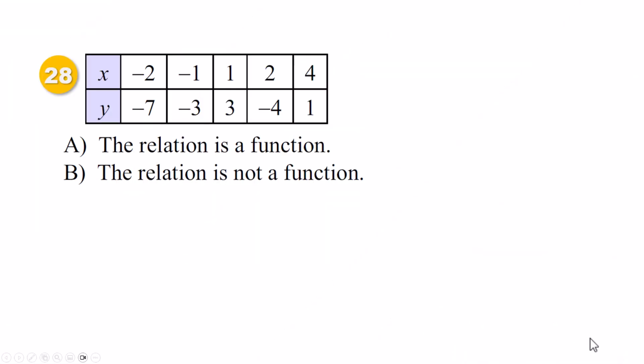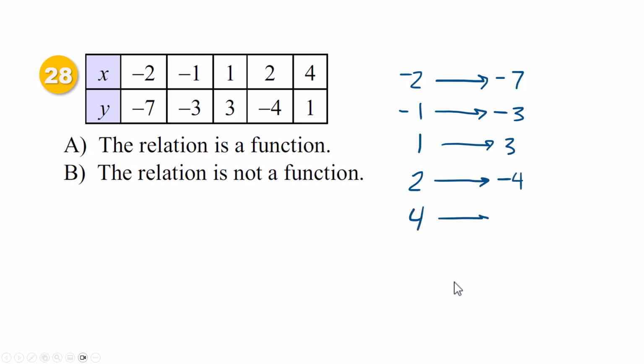All right, another way that they could give this to you is in a table format, and some of you are going to be able to eyeball it. If it's confusing, I like to write out the maps, but I don't necessarily draw the balloons. I go with something like this. -2 is going to 7, -1 is going to -3, 1 is going to 3, 2 is going to -4, and 4 is going to 1. In other words, there is no repetition, there is no confusion. This thing is a function, yes.